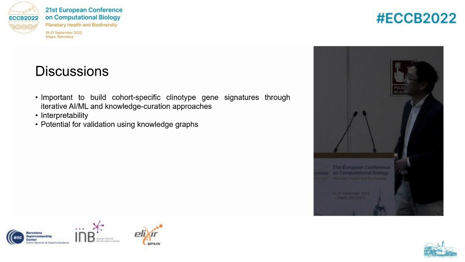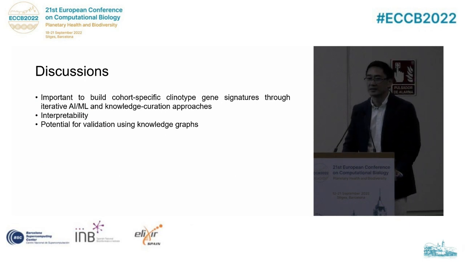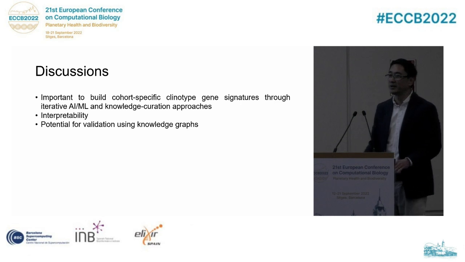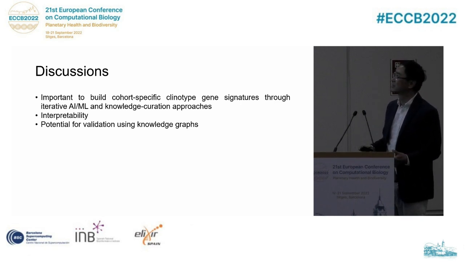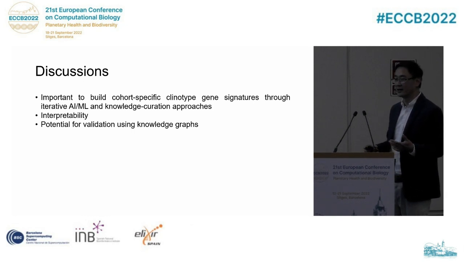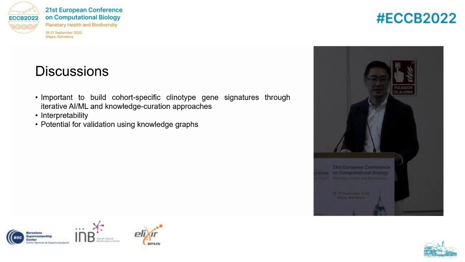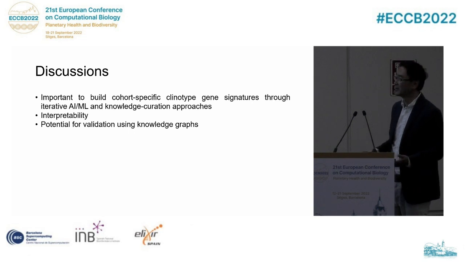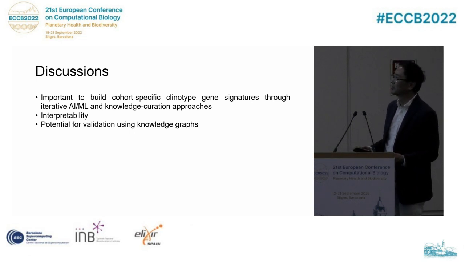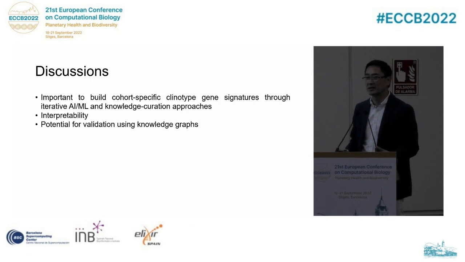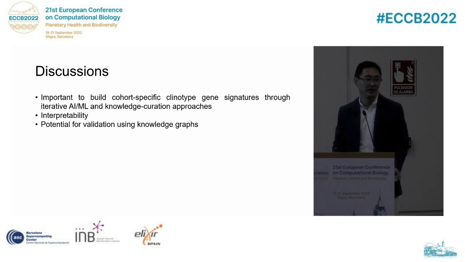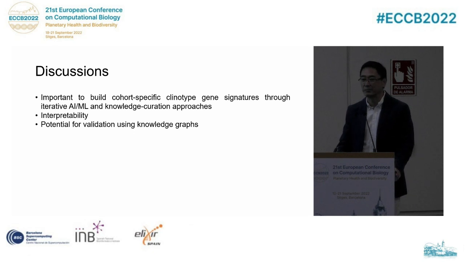The discussion is, I think it's important to build subtype-specific, clinotype-enriched gene signatures if you want to truly have this precision in this type of clinical application. And interpretability is very important, because if we don't have that, our collaborators would be very hesitant to use it. And they say there are so many of them, why should I use it? And so potentially, in implementation, we cannot validate it directly in the wet lab, but we can validate it using knowledge graph.